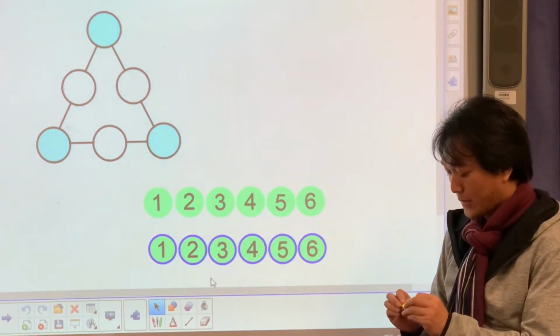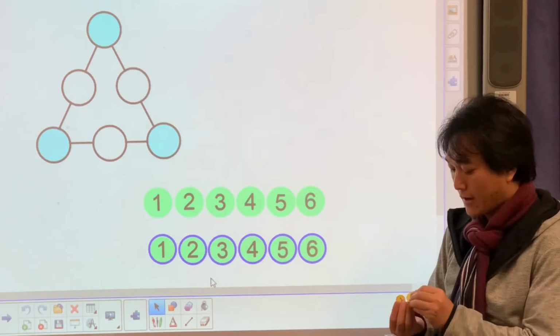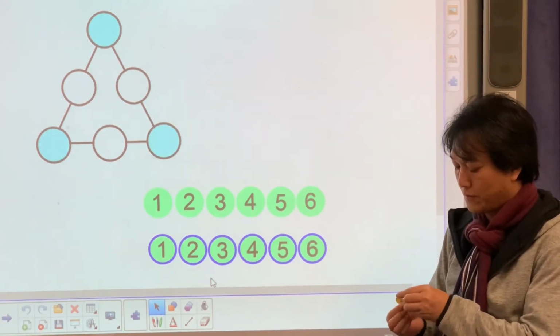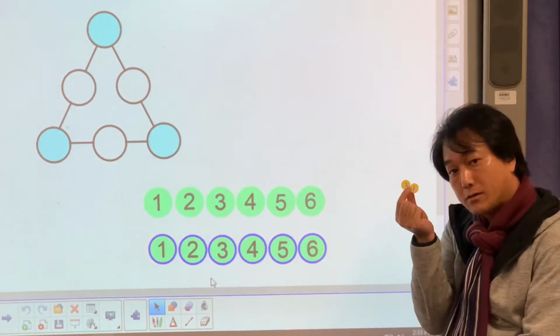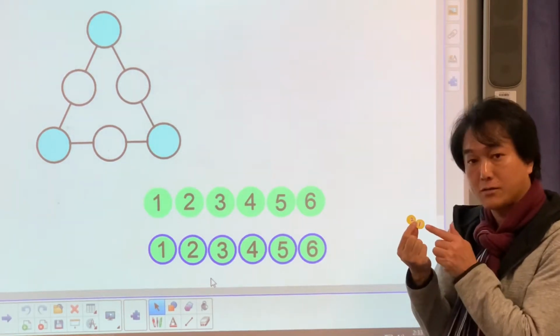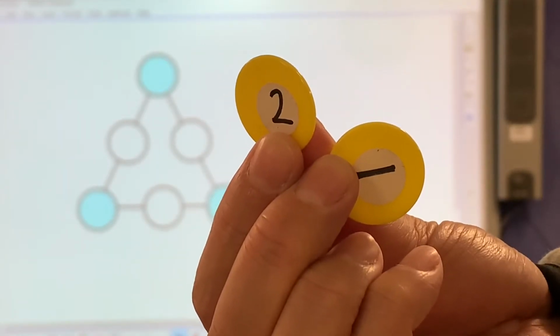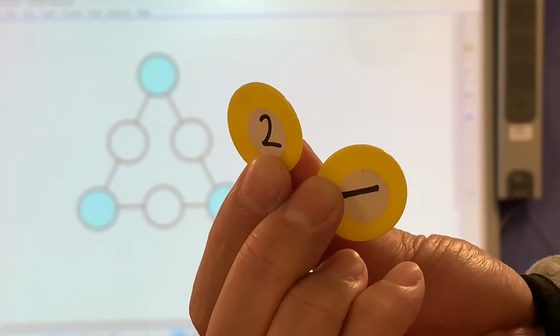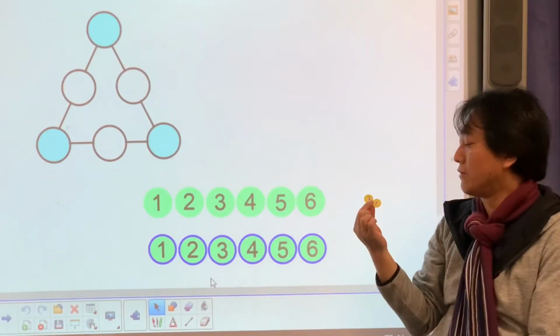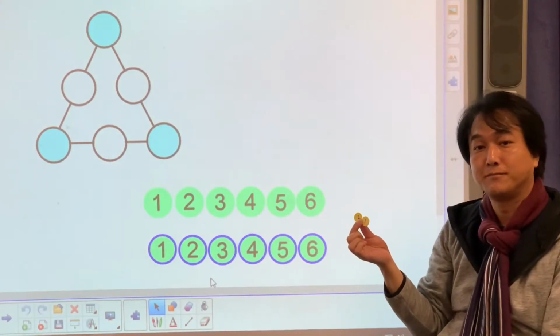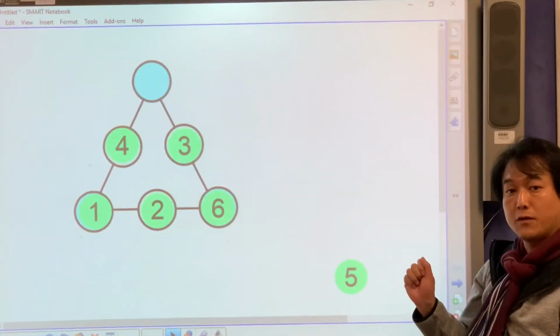And a little tip for the teachers, that if you make these little counters and put the stickers on and write numbers, it's a lot easier for kids or students to work on the Magic Triangle. Let's pause the video.